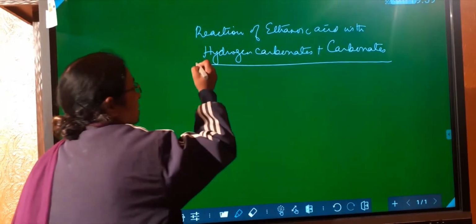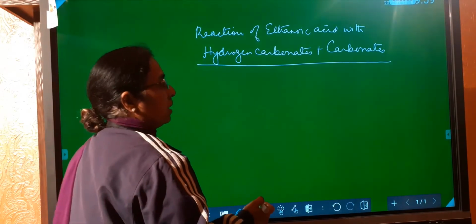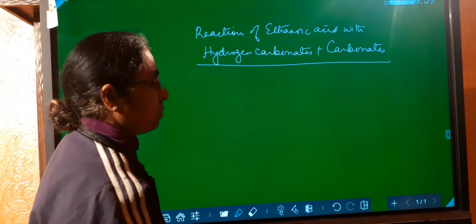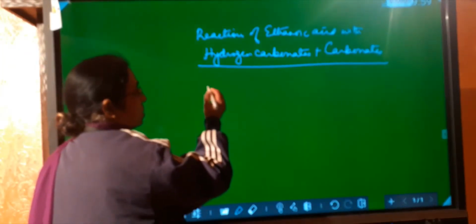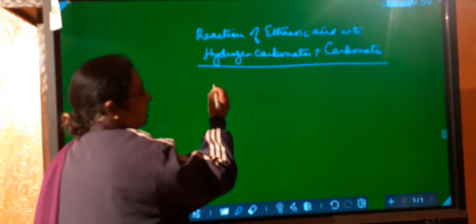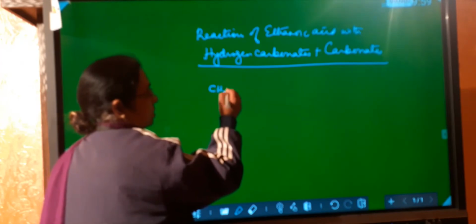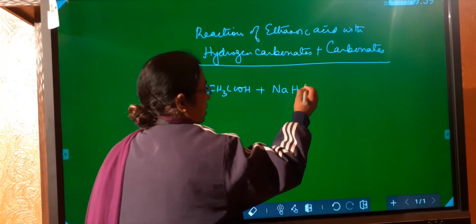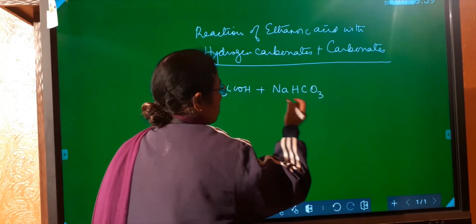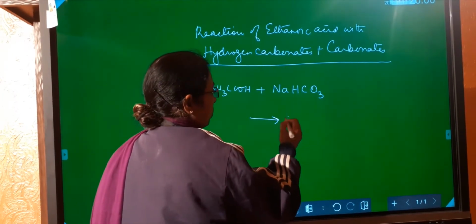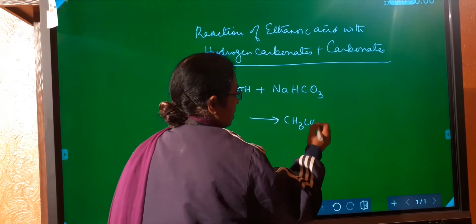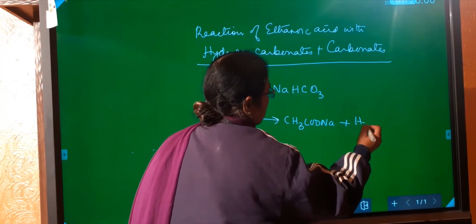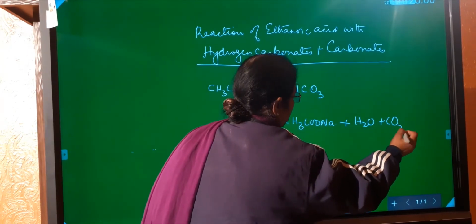हम एसिड बेसिस के चैप्टर में पढ़ चुके हैं कि किसी भी कार्बोनेट को जब आप एसिड के साथ ट्रीट करोगे तो क्या प्रोड्यूस होगा, कार्बन डाइऑक्साइड. So let us see, supposing we have CH3COOH and we treat it with NaHCO3, then what will be produced, salt, that is CH3COONa plus H2O plus CO2.